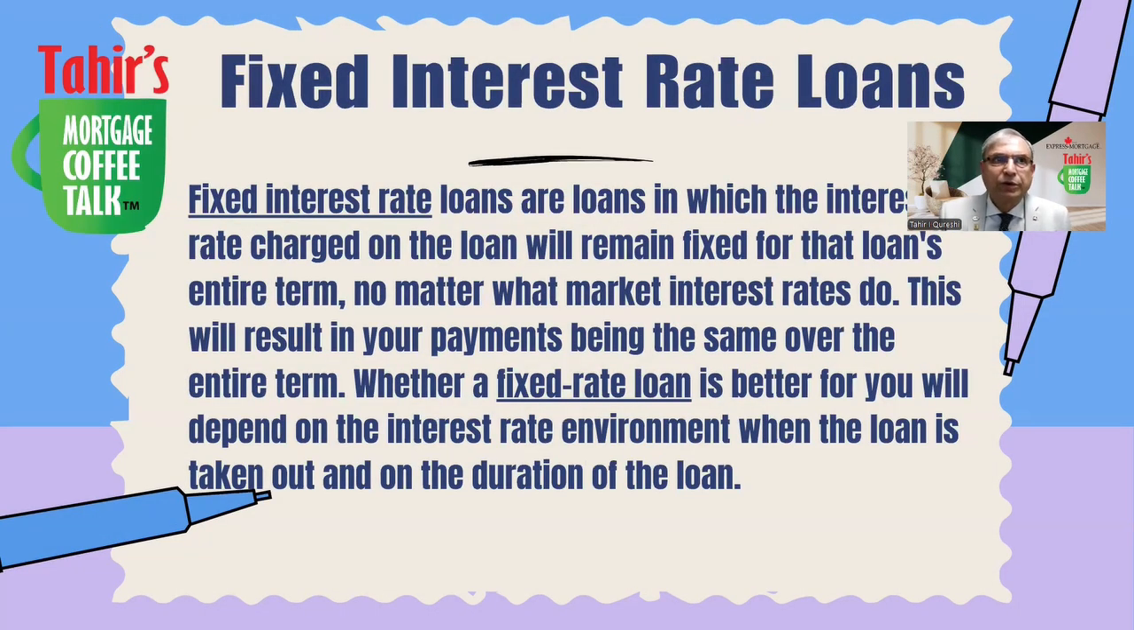So fixed rate interest rate loans. So fixed rate loans are loans in which the interest rate charged on the loan will remain fixed for the period of time, term, no matter what market interest rates do. And this will result in your payments being the same over the entire term. Whether a fixed rate loan is better for you will depend on the interest rate environment when the loan is taken out and on the duration of the loan. So that means you feel comfortable that you have a fixed rate, you know your income, you already know your expenses, and you know how much money is going out, and you have planned it, everything is done, and you are paying it on a regular basis.